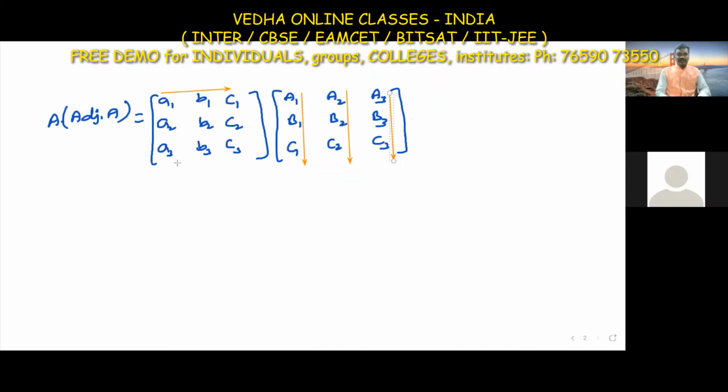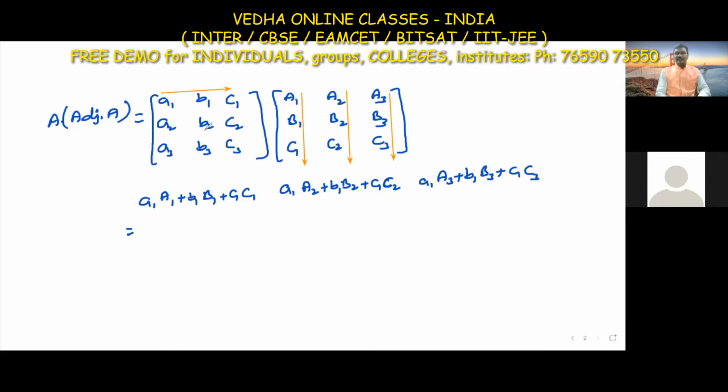So now I am multiplying. This is equal to, first row with first column, small a1 into capital A1 plus small b1 into capital B1 plus small c1 into capital C1, and first row with second column, small a1 into capital A2, small b1 into capital B2, small c1 into capital C2. First row with third column, small a1 into capital A3, small b1 into capital B3, and small c1 into capital C3.